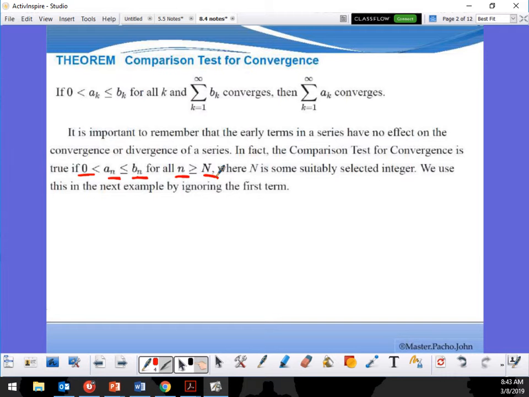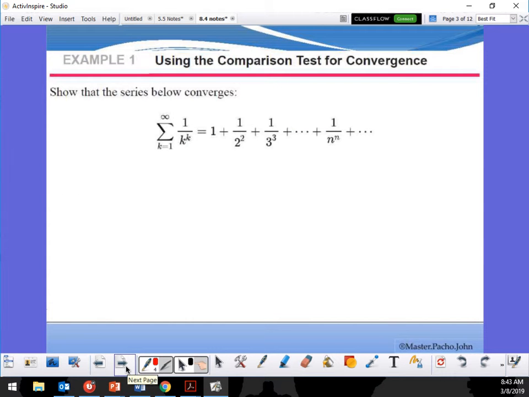We use this next example by ignoring the first term. This one, k to the k. By ignoring the first term, I'm going to be able to look at it and say, okay, how can I rewrite this? So think about the test that I did the other day. What would I do to do that second one?